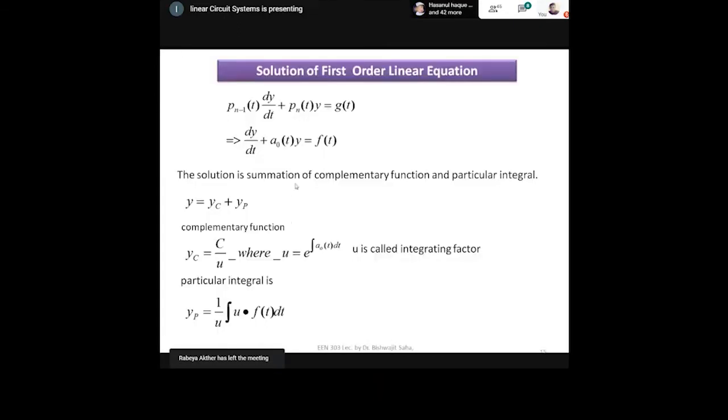So the solution is the summation of the complementary function and the particular integral. That means y equals yc plus yp. Yc represents the complementary function and yp represents the particular integral. Then the complementary function yc equals c divided by u, where c is the arbitrary constant and u is the integrating factor, and that u equals e to the power integral of a0 of t dt. Earlier we have seen u equals e to the power integral of p dt, right? The same thing is used here, the only change is a0, because in our equation here it is a0 of t. So you have to replace p with a0 of t.